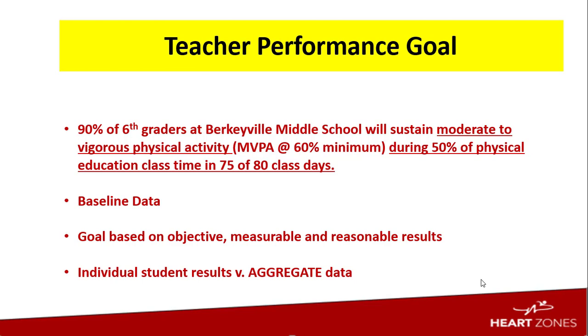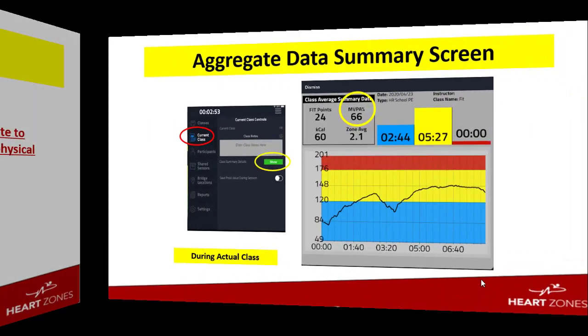If I were a teacher in the public schools these days, or a private school, or a school period, I would probably choose a SMART goal like this one. 90% of the sixth graders in Berkeyville Middle School will sustain moderate to vigorous physical activity. That's at a minimum of 60%. That's my choice. During 50% of physical education class time in 75 out of 80 class days. So that would be for the entire year. You can change the metrics around a little bit as you choose. But the point is, it is something that is observable, measurable, controllable or manageable, and you can see reasonable results. So if that's my goal, how would I use it? Or how would I get it?